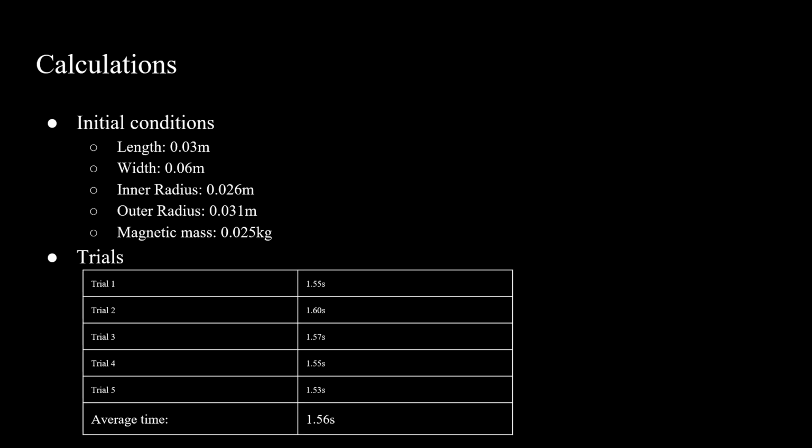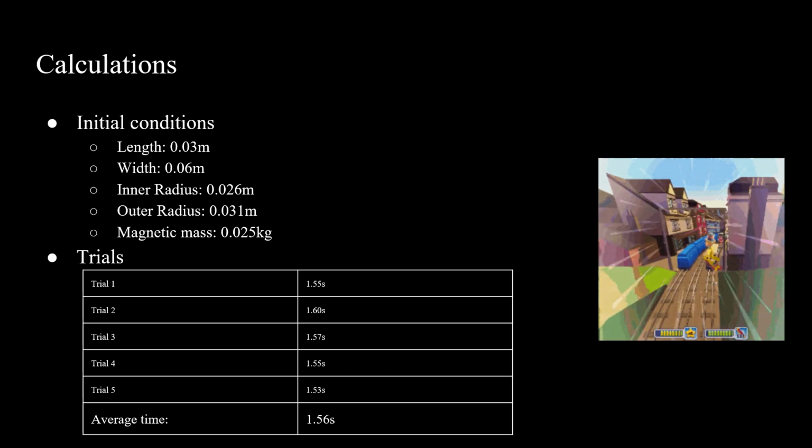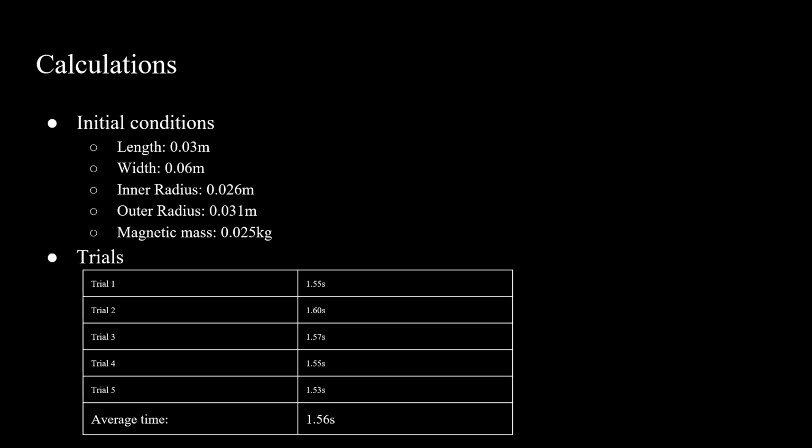Okay, so in our experiment, we were able to measure the length to be 0.03 meters, the width to be 0.06 meters, the inner radius to be 0.026 meters, and the outer radius to be 0.031 meters. Additionally, we measured the magnet mass to be 0.025 kilograms, and then below I have listed the 5 time trials we did of the magnet falling through the aluminum roll. And then we calculated an average time to be about 1.56 seconds.